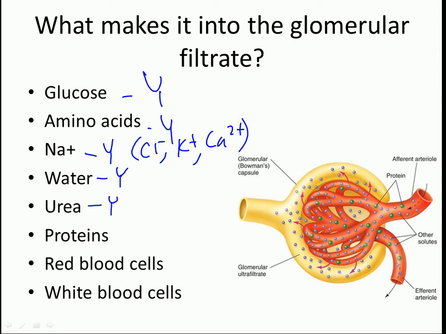Now notice, when you talked about membranes in biology class, things that were charged, like sodium ions, couldn't pass through. This is not a phospholipid bilayer. This is more like a really fine mesh. So the basement membrane is something different. But now we get to larger things like proteins. Proteins are too big. They can't pass through. Red blood cells, way too big, can't pass through. White blood cells, way too big, can't pass through.